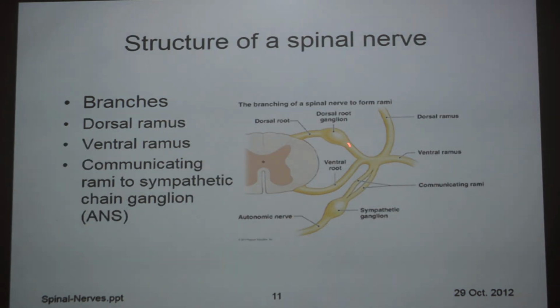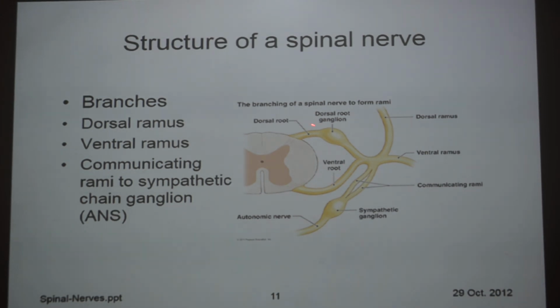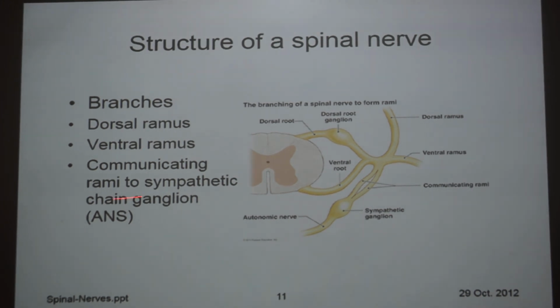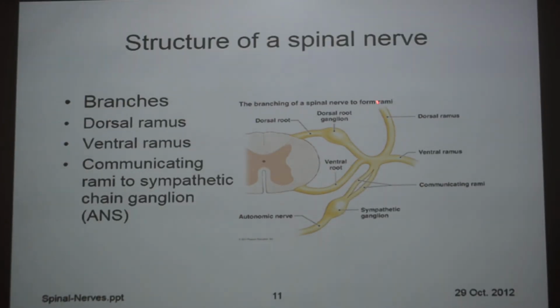Now, the spinal nerve, we know, is formed by a ventral root and a dorsal root. So this is a mixed nerve, and once this spinal nerve is formed, it divides into a ventral ramus and a dorsal ramus. It also gives communicating rami to the sympathetic chain in the thoracic and lumbar regions of the spinal cord. So it gives a dorsal ramus, a ventral ramus, and a communicating ramus to the sympathetic ganglia in the thoracic and lumbar segments.